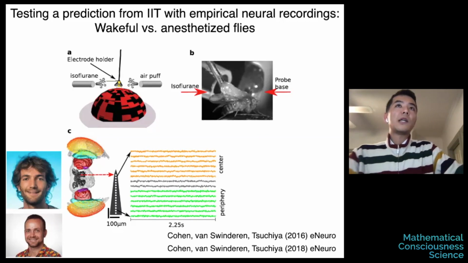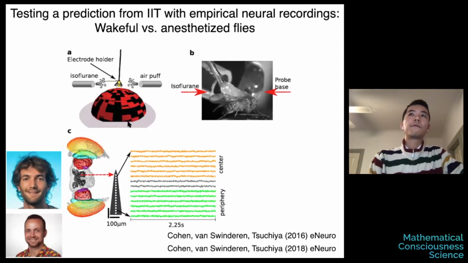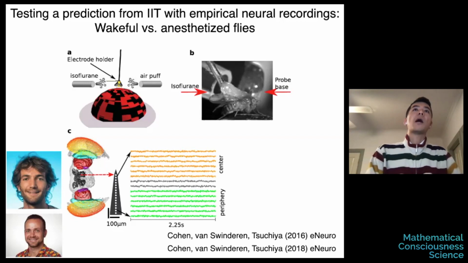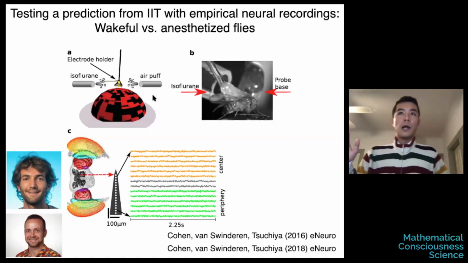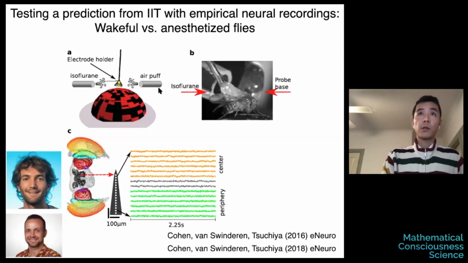So he held a fly, Drosophila, which is very, very small, like 1 millimeter or something like that. Then he held it through this kind of stick, and then glued it, and then put the ice fluorine anesthesia from the side, and then made sure whether the flies are responsive or not through the air path on the other side.